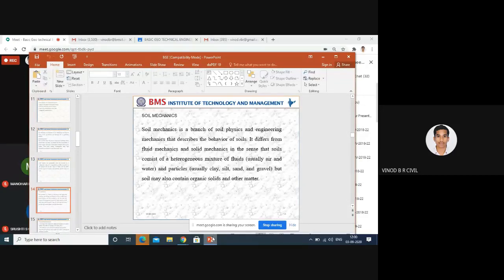I already mentioned that soil mechanics is a branch of civil engineering which deals with the physics and engineering mechanics of the behavior of soil, how it behaves. For example, if you add some other material or cement to the soil, how does it behave, and are any properties changed or not, we can find out. It differs from fluid mechanics and solid mechanics. As you know, soil has water holding capacity, water absorption capacity, or water retention capacity.